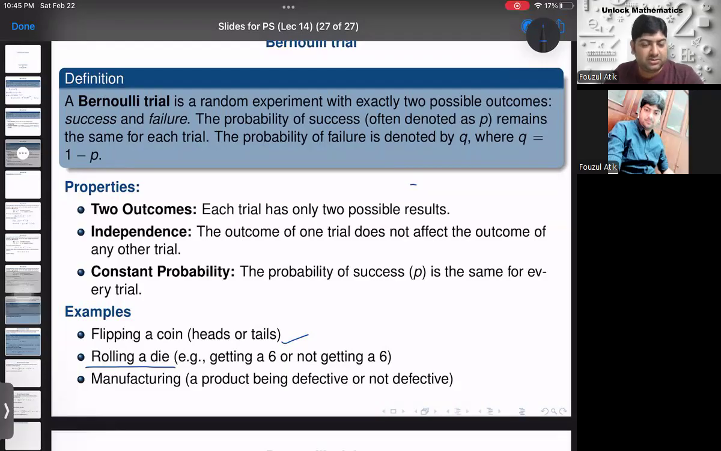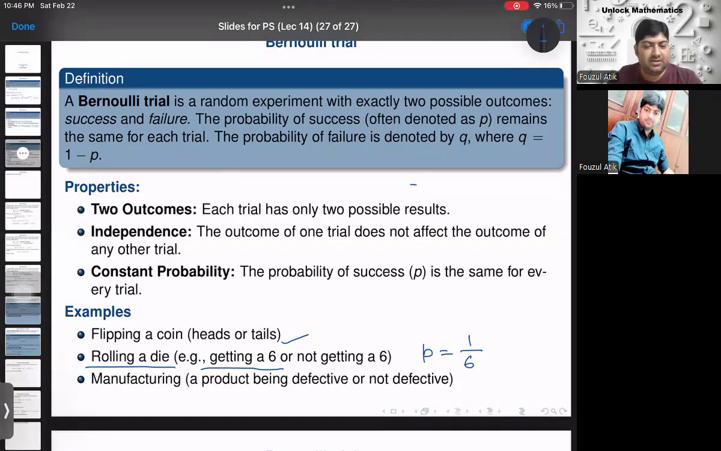You have to define what your success is. If you define success as getting face 6 in the case of a die, then that is success. Otherwise, in all other cases it is failure. In this case, the probability of success is small p equal to 1 by 6, right? And if you repeat the experiment multiple times, every time the probability of success is 1 by 6 only. It is either 1 by 6 or not 1 by 6, so you can consider it a Bernoulli trial again, right?